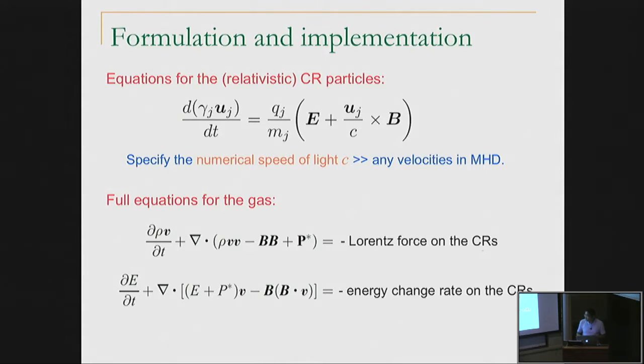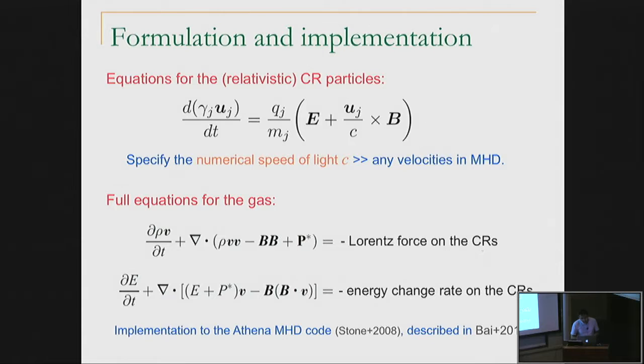And then the full equations written in conservative form are just that. This is the momentum equation written in conservative form for the background MHD. And then you add the source term, that is the Lorentz force on the cosmic rays, with a negative sign. This is the source term for the momentum equation. Similarly, you have a source term for the energy equation. We have implemented this in the Athena MHD code, and this is described in the method paper that we published last year.